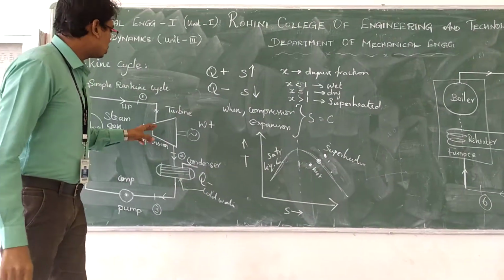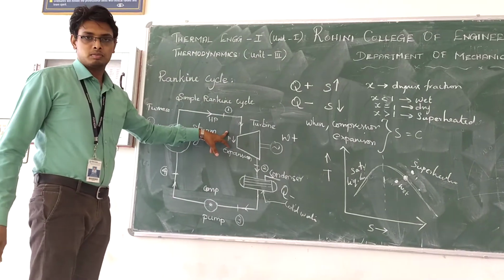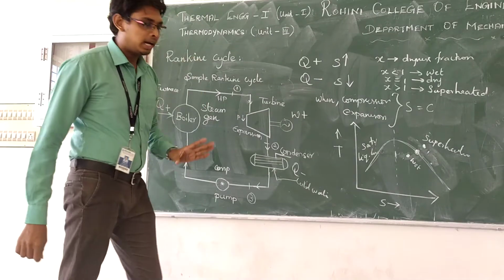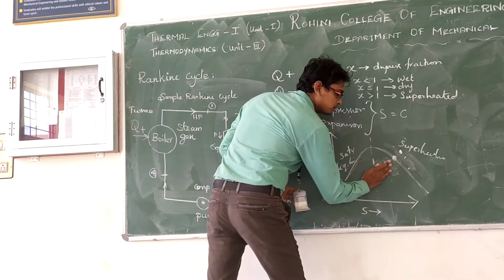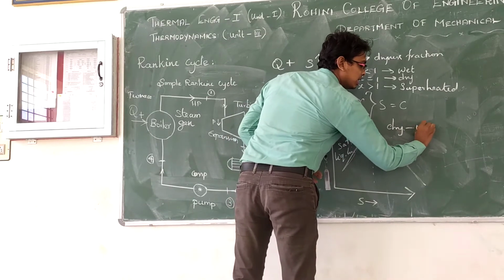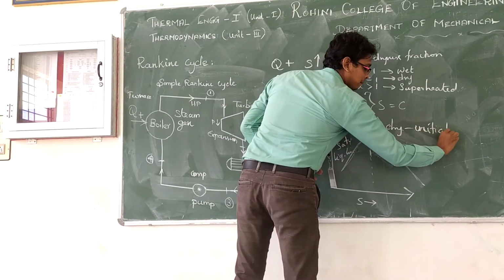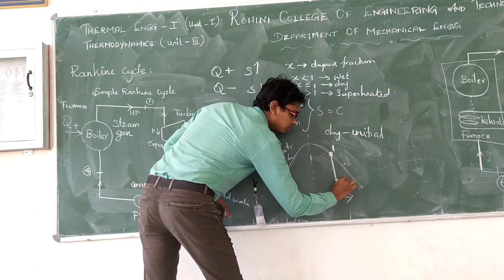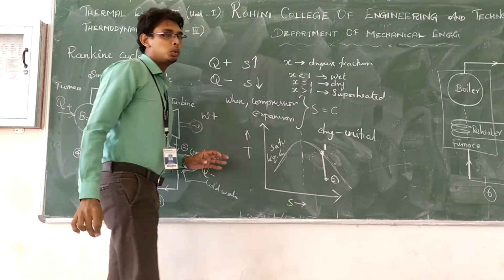So now we don't know the quality of steam here. If I am considering the condition of the steam is dry, I have to start my diagram from here. Now I am considering dry steam. The initial condition is dry steam. So therefore I am starting the diagram from here. This is point 1. The turbine is an expansion. 1 to 2 is a turbine.